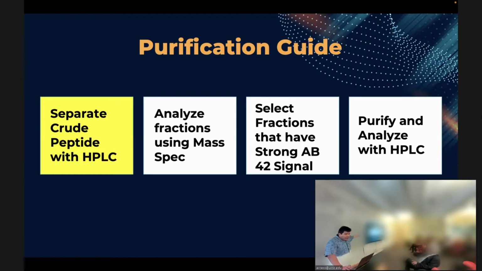So these are the 4 steps that I made up. The first step, separate the crude peptide with HPLC, then analyze the fractions using mass spec. Then after that, we select the fractions that have a strong amyloid beta 42 signal. Then finally, we purify and analyze with HPLC.